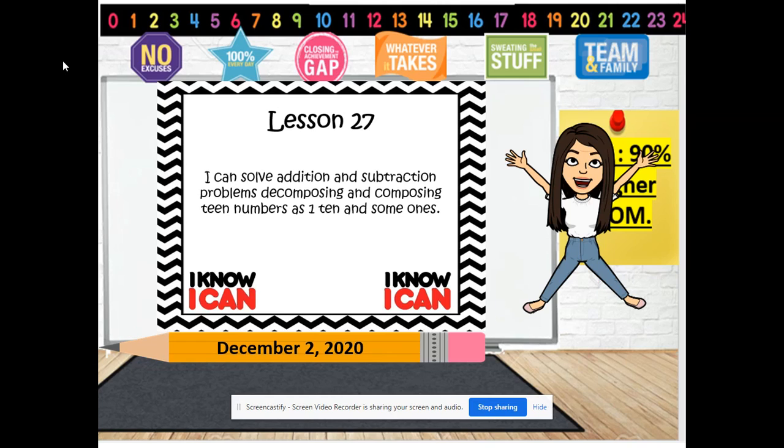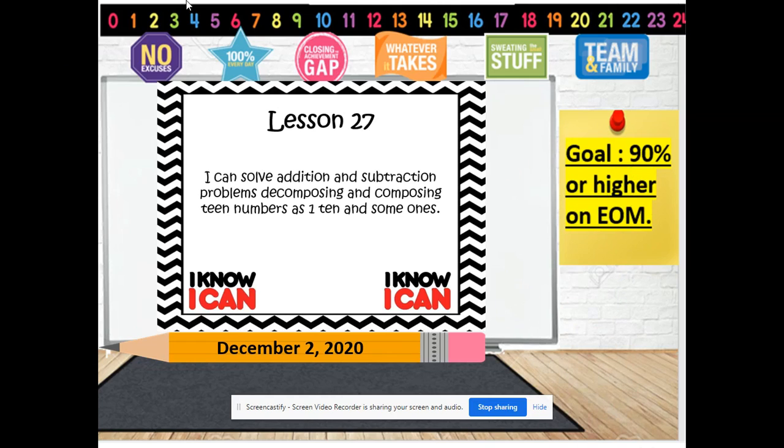It's Eureka time. Today, we are doing lesson 27. Our objective of the day is: I can solve addition and subtraction problems by decomposing and composing teen numbers as 1 ten and some ones. So basically, we're just going to solve problems with addition and subtraction. And at the end, we're going to write our answer as tens and ones.